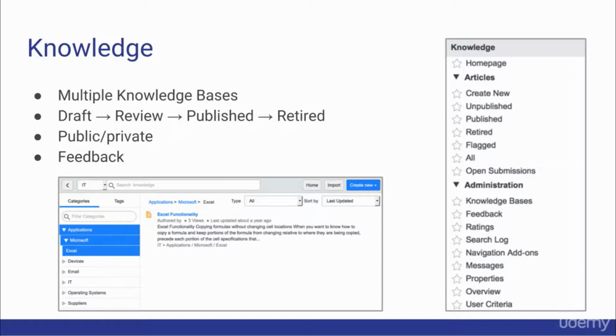Then, when the author has finalized the article, they will place the article in the review stage, where it is then usually reviewed by a knowledge management group and approved or declined. If approved, the article is marked as published, where it can then be searched for and viewed by the users.